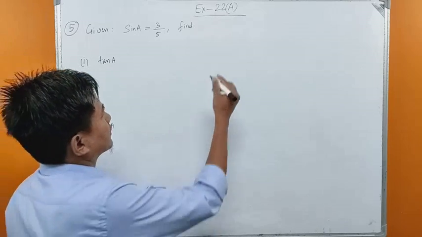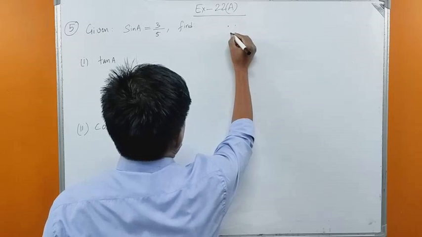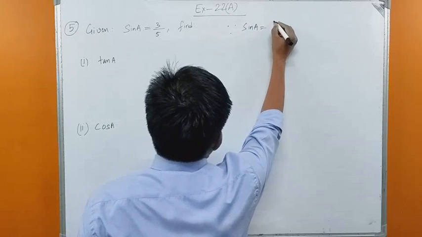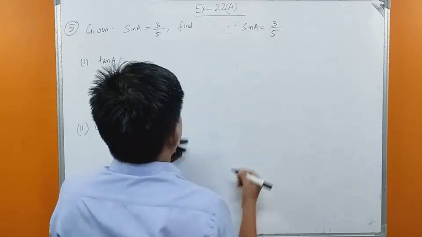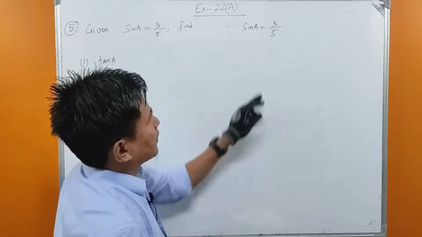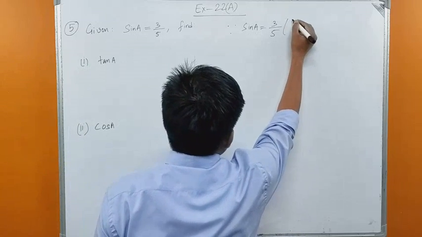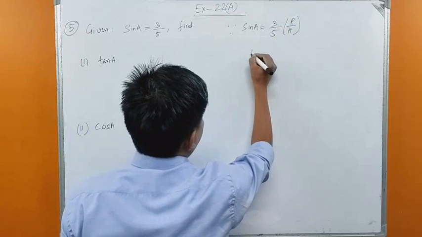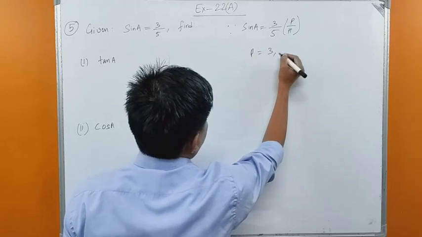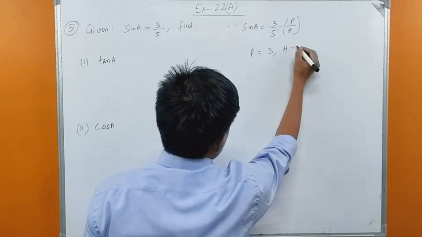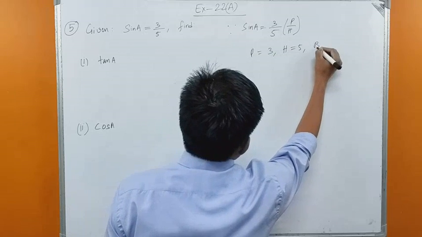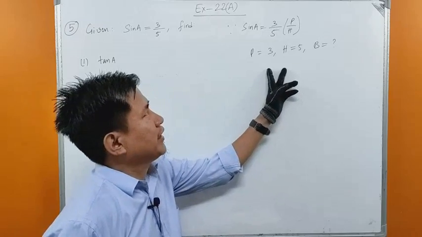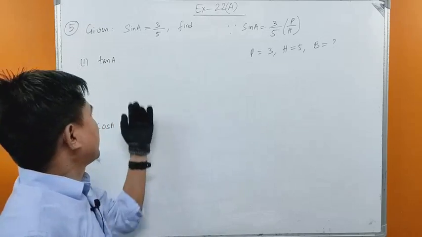Very simple one. Okay, since sin a equals to 3 upon 5, this is given to us, isn't it? Sin theta equals to perpendicular upon hypotenuse. So perpendicular is 3, p equals to 3, hypotenuse equals to 5, isn't it? So we don't have base, base equals to question mark. So let us find base first, and then we will find the value of tan a and cos a.